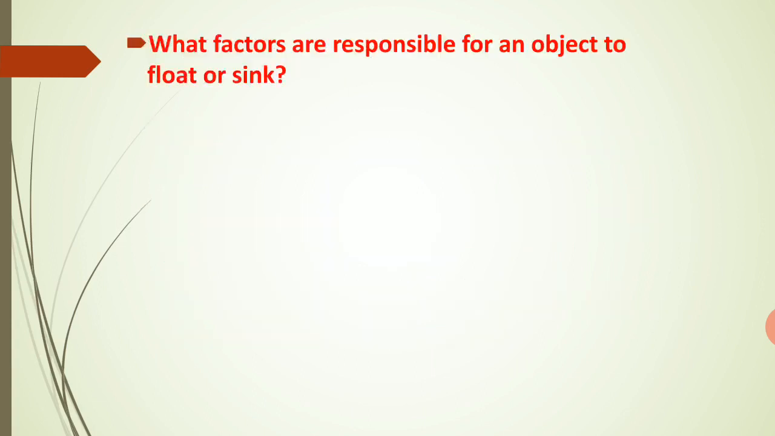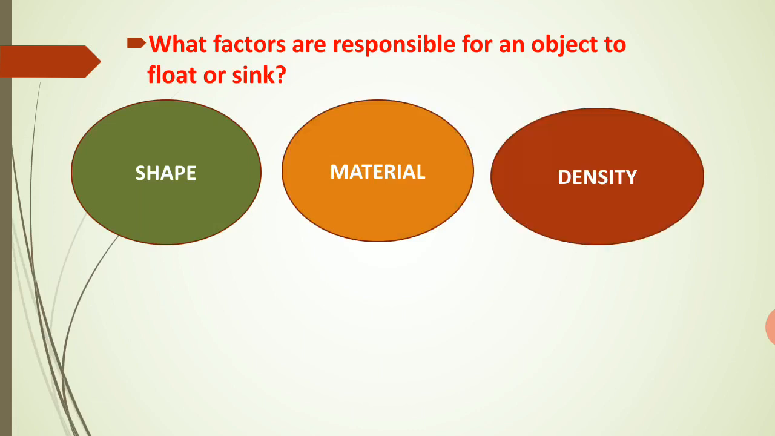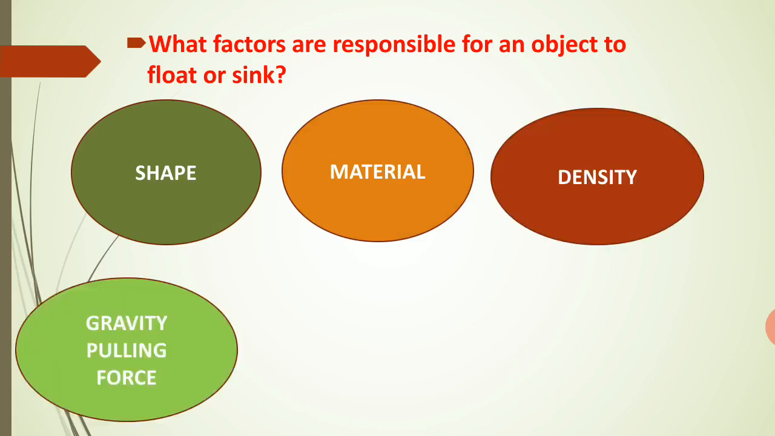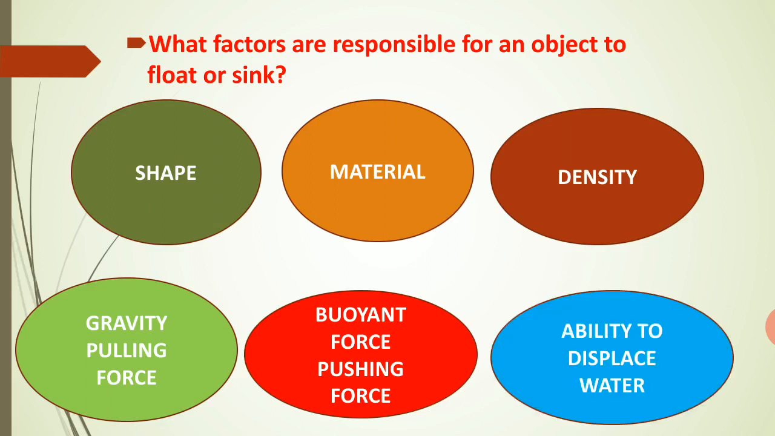What factors are responsible for an object to float or sink? Shape, material, density, gravity, that is called the pulling force, buoyant force, that is called the pushing force, and the ability to displace water. So these are the few factors which are responsible for an object to float or sink.